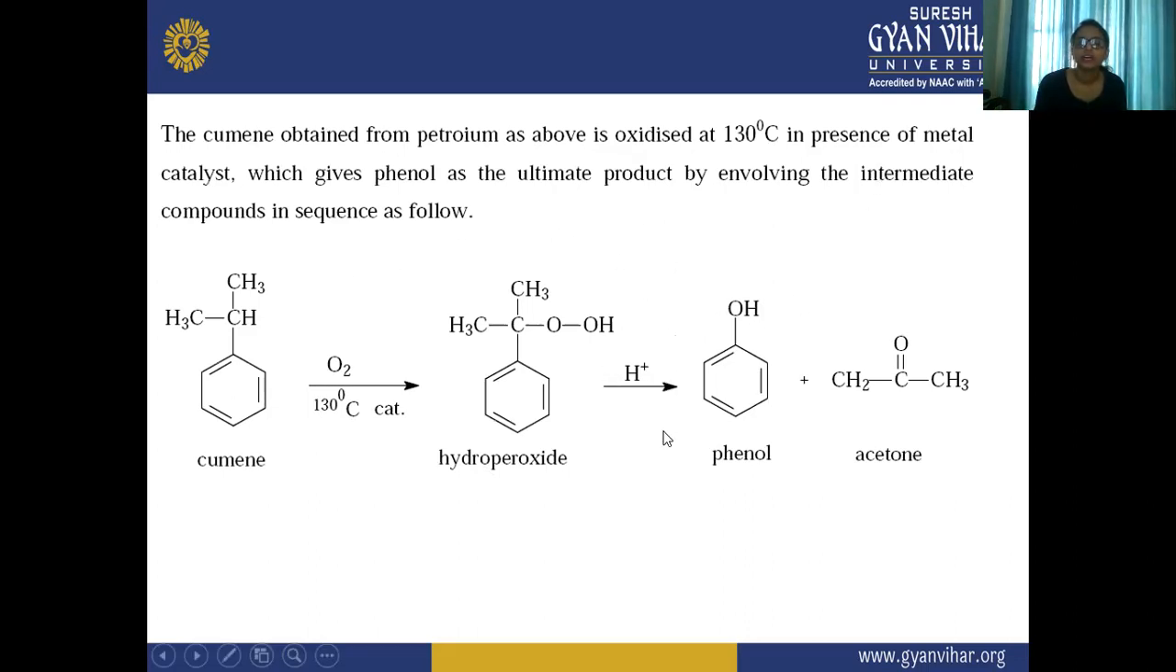So here we get phenol as a product. Firstly, we have to obtain the cumene. After that, the cumene is oxidized, and after the oxidation, the hydroperoxide is obtained, and then by its acidification, we are getting this phenol.